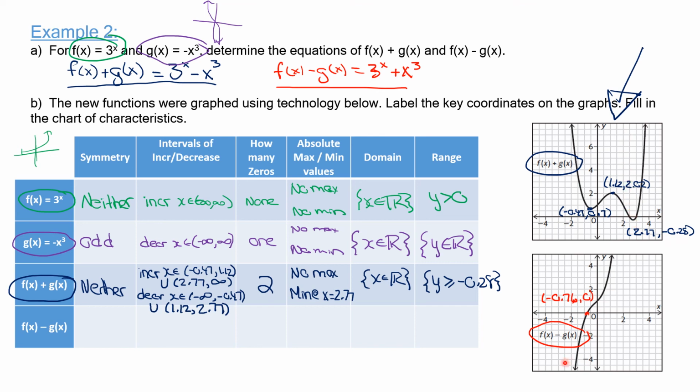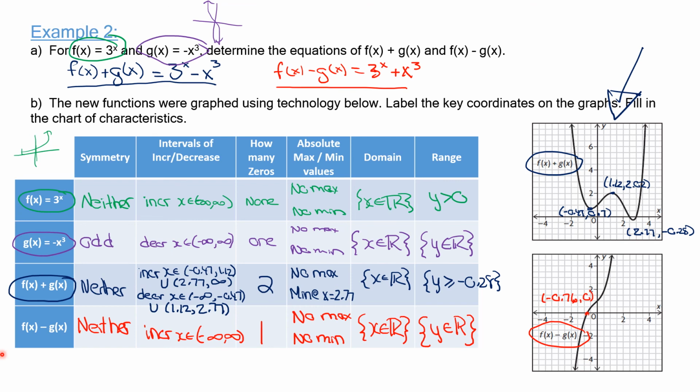So try it again with your f at x minus g at x column in here. Fill all this in, press pause, do it yourself, and I will do it myself too. So there's our last, these answers go with this graph here. Neither symmetry, it's always increasing. There's 1 zero, there's no max, there's no min. X is an element of real numbers and y is an element of real numbers.